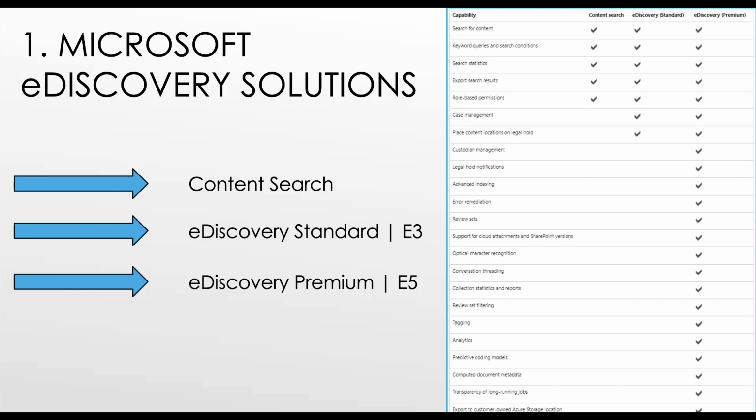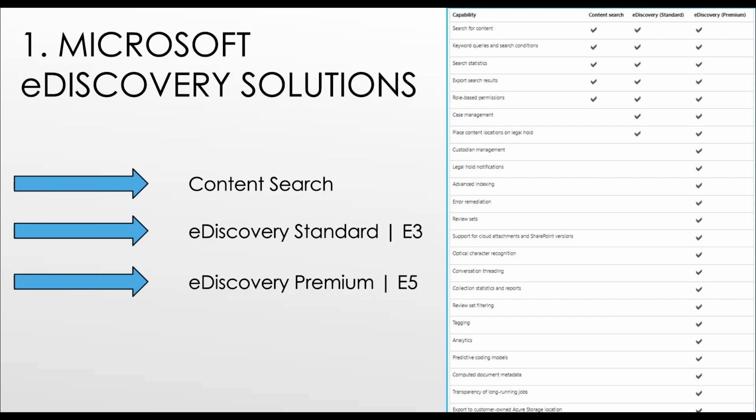Then we've got eDiscovery Standard. As you can see, it does have a couple more ticks in the features and capabilities slide. Here we've got case management and placing content locations on legal hold. I do see a lot of people using this. Again, there's no wrong or right. It purely defines what your eDiscovery optimization or your eDiscovery target operating model may be inside of your organization or your business.